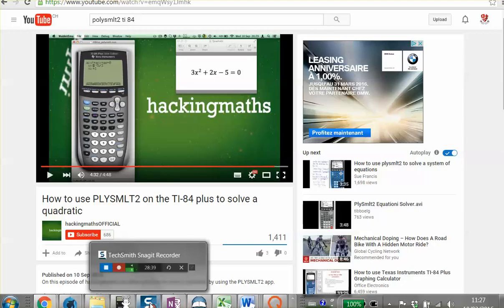I'm not going to bother. Use your calculator to do it, whether you do it graphically or using PolySimOp 2. Check with the PolySimOp 2 how to do the simultaneous equations. You'll remember to do that or not?